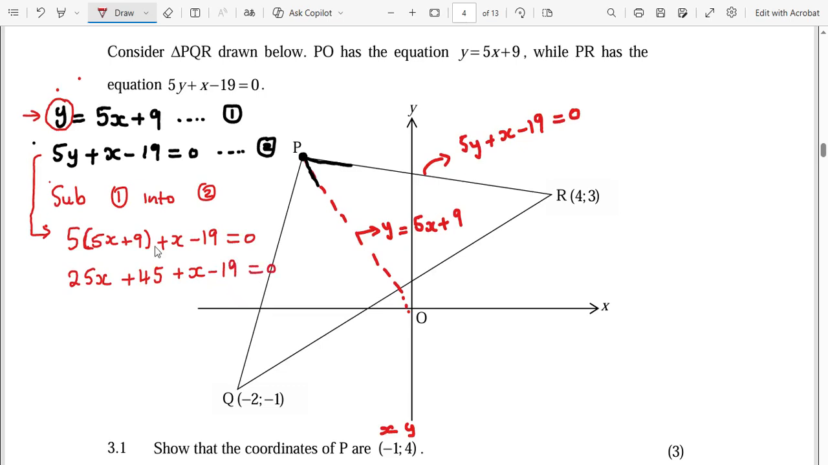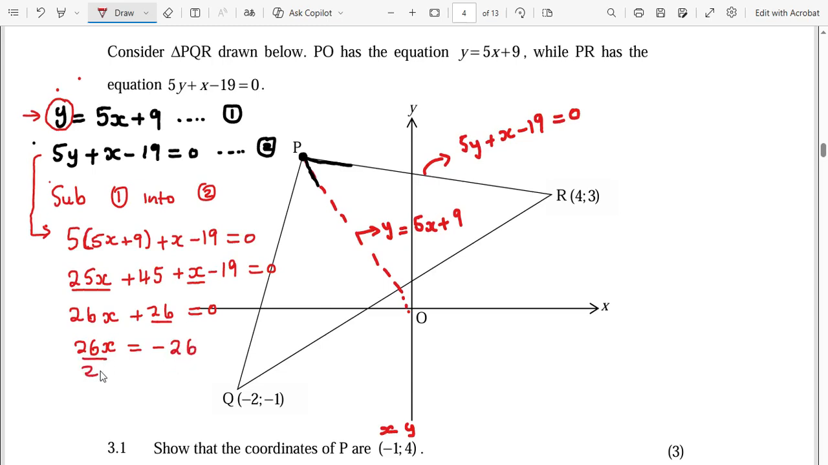Now when you look at this, 25x plus that x is 26x. Then let's take 45 minus 19. This gives us positive 26. And this is just equal to 0. So to solve for x, we have 26x plus 26 equals 0. Let's move the 26 to the other side, because when it's on the left-hand side, it's positive. When you bring it to the right-hand side, it becomes negative. So this will be negative 26.